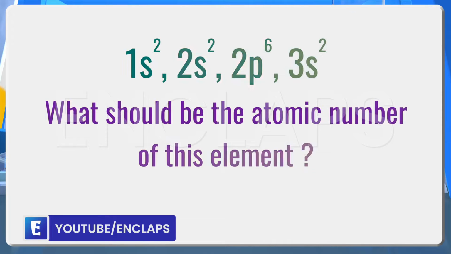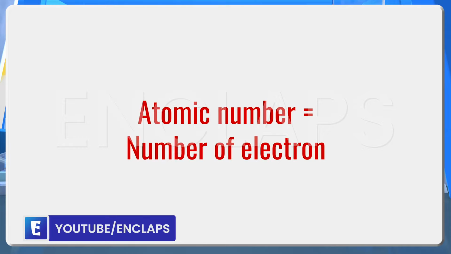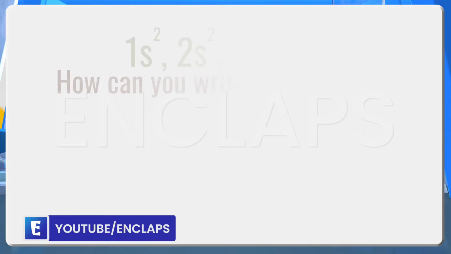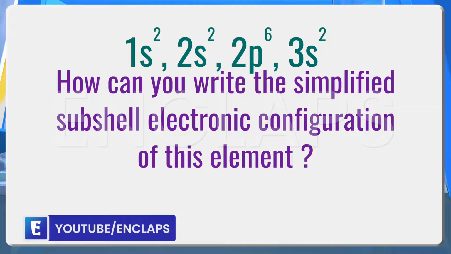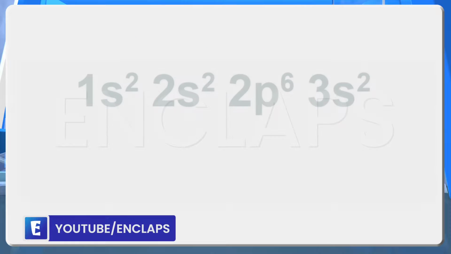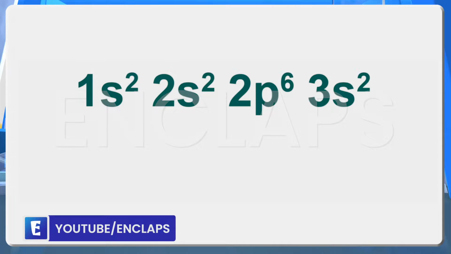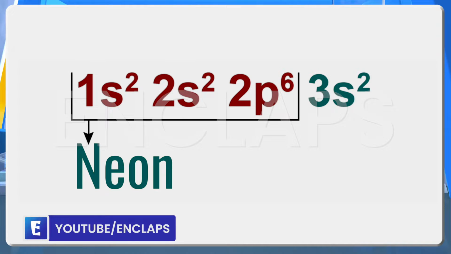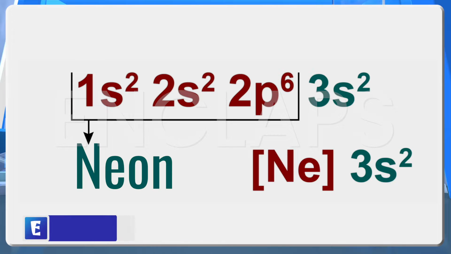So, what should be the atomic number of this element? The atomic number is equal to the number of electrons. That means the atomic number of this configuration is 12. Now, how can you write the simplified subshell electronic configuration of this element? Since this element has atomic number 12, the nearest noble gas coming prior to this magnesium is neon. And we can write the subshell electronic configuration of neon as 1s2, 2s2, 2p6. So, this part in the magnesium can be replaced with neon. So, the simplified subshell electronic configuration of this element is neon 3s2.